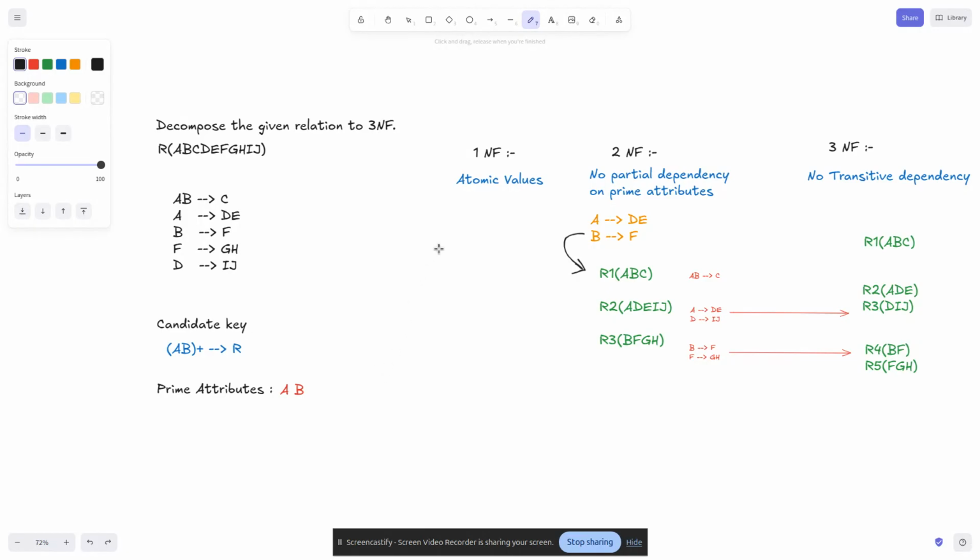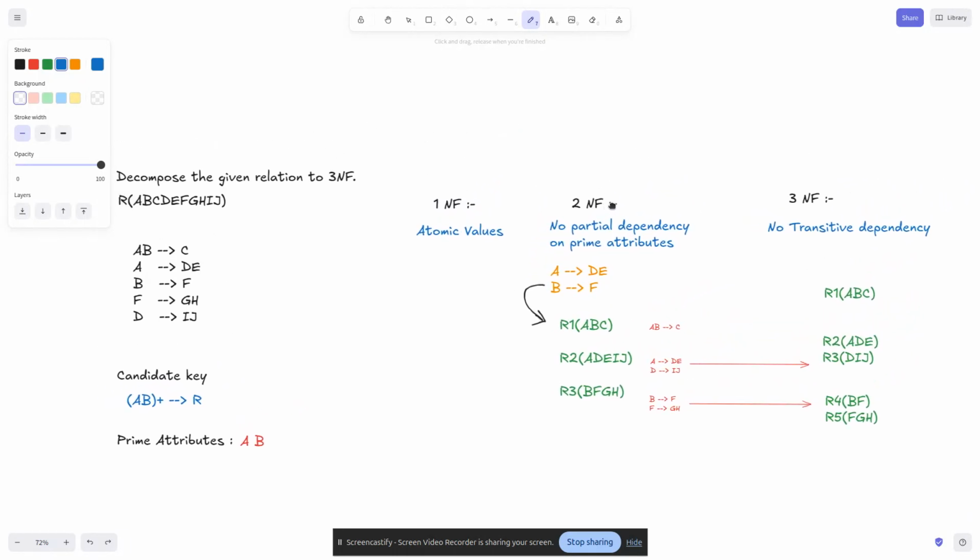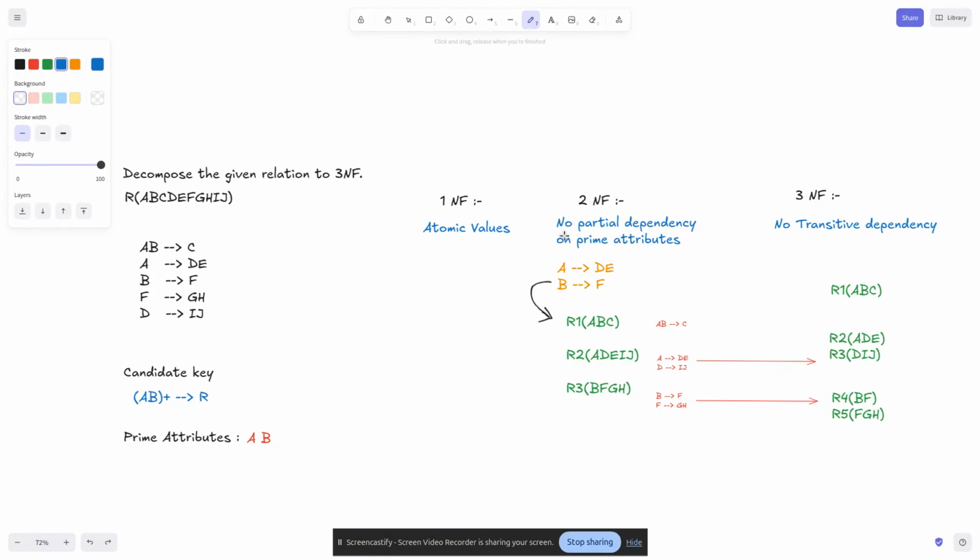For first normal form, all the attributes of the relation must be atomic. In the given relation, we do not have any multi-valued attributes. Therefore, the given relation is in first normal form. Secondly, in order for a relation to be in 2NF, there should not be any partial dependency. That is, the attributes must not be determined by any prime attribute alone. They can only be determined by the candidate key. In our relation, we have two functional dependencies, A determining D and B determining F, which violate this condition.